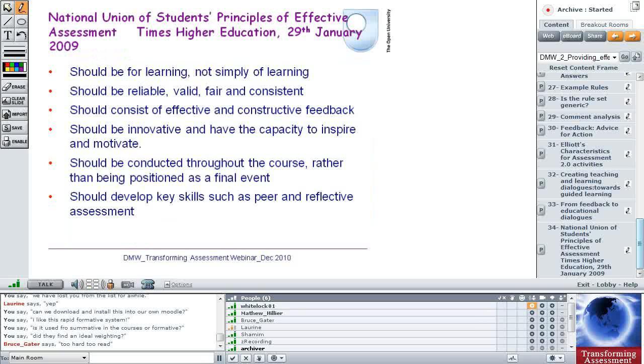And I don't think we should forget really what the students want. In fact, I was quite surprised to find this in the Times Higher Education in January last year, where the National Union of Students in the UK has set out and published what they believe to be principles of effective assessment. And I don't think any of us would disagree with any of these statements, and we should be moving towards this and picking up the challenge so that we no longer have a wolf in sheep's clothing.